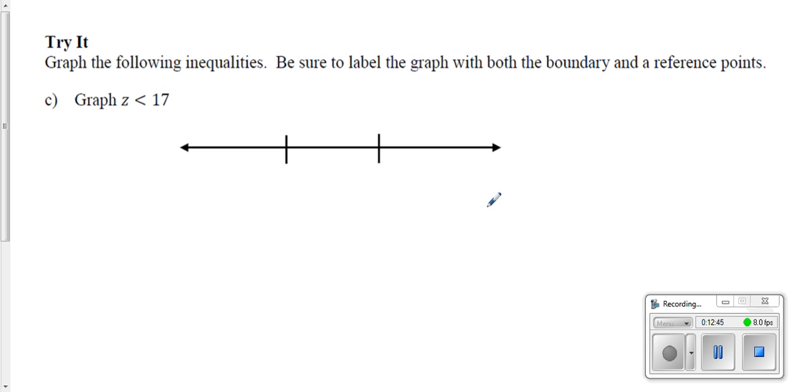Now you're going to do the try-its. You're going to try and do those on your own. If you need any help, let me know. Make sure you put in 3 points. We've got our boundary point and a reference point to the left and a reference point to the right. Remember, it gets bigger than the boundary point going to the right. You get smaller going to the left. Good luck.